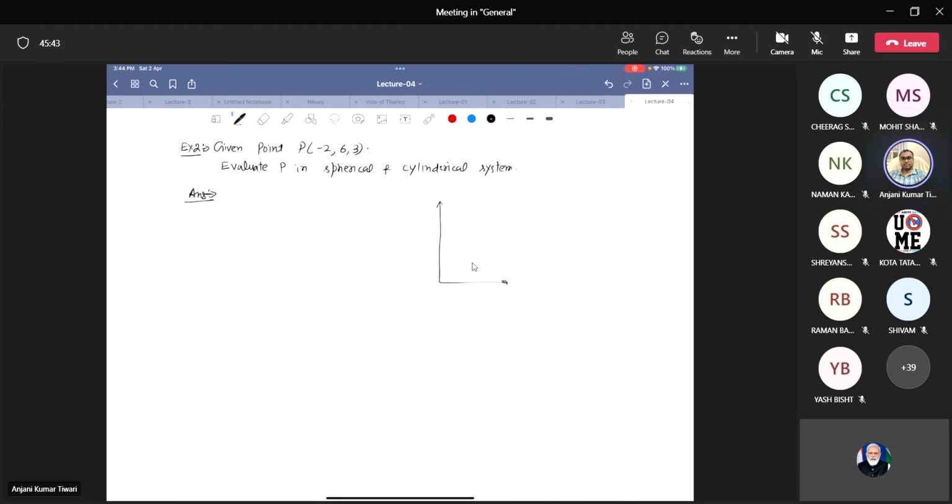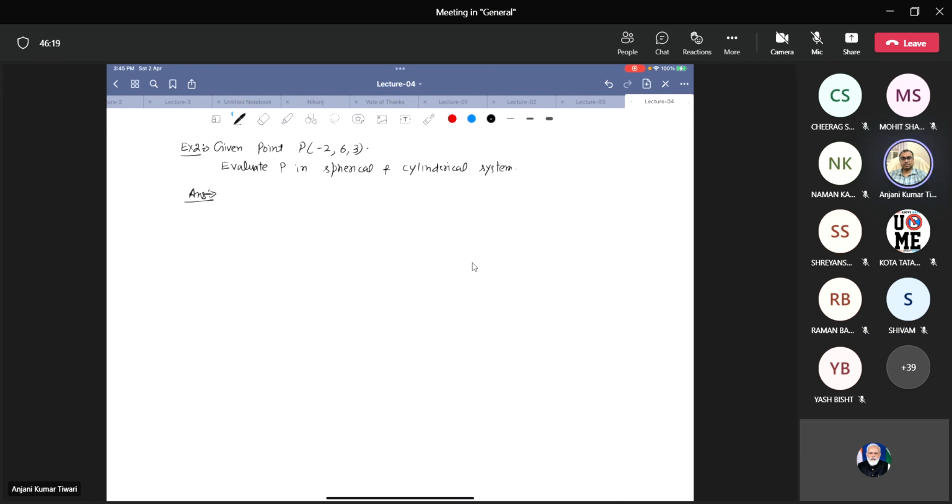So you got the point. What is happening here? Suppose there is a point whose coordinates are -2, 6, and 3. I do not say that -2 is on that side, because I am not taking care of where it should lie. The thing is, there is a point P and its coordinates are -2, 6 and 3. This is the x-axis, this is the y-axis, this is the z-axis, and it is asking you to write down this coordinate in r, theta, phi form and in rho, phi, z form. So this is what it is asking you to calculate.